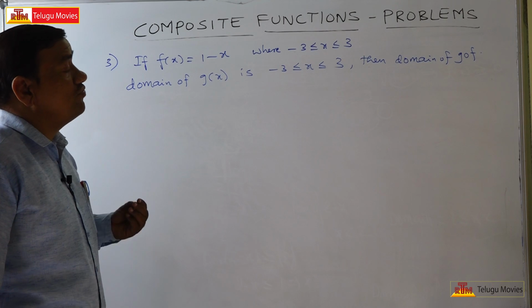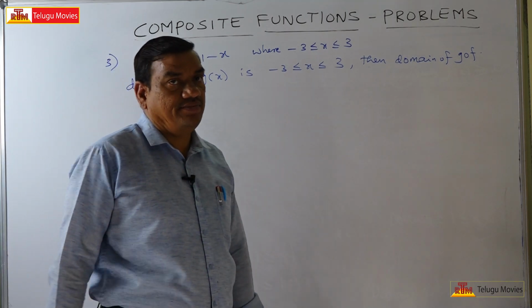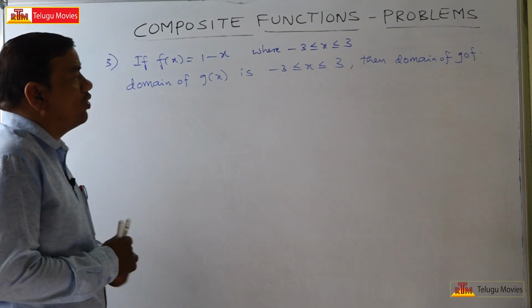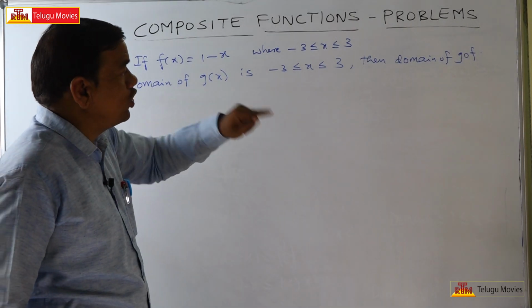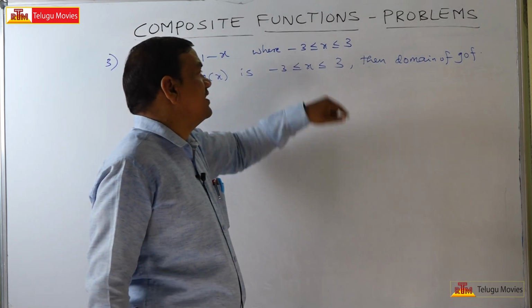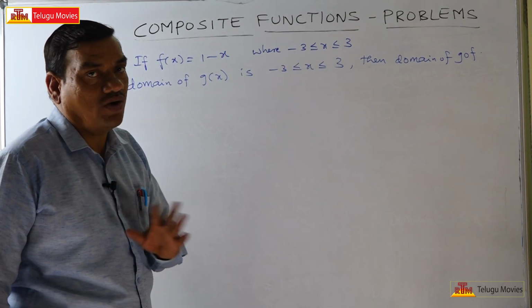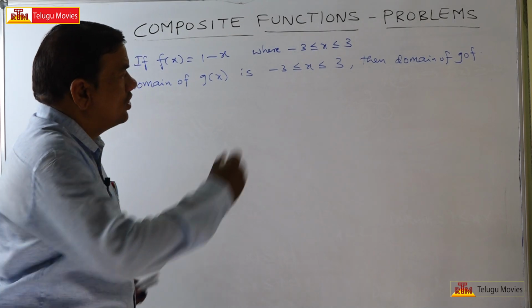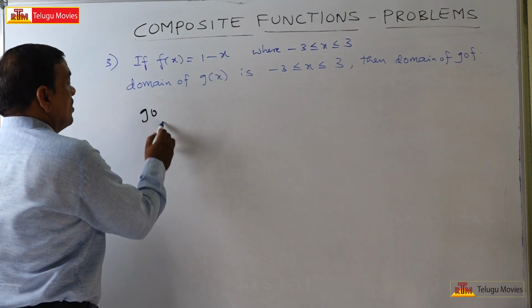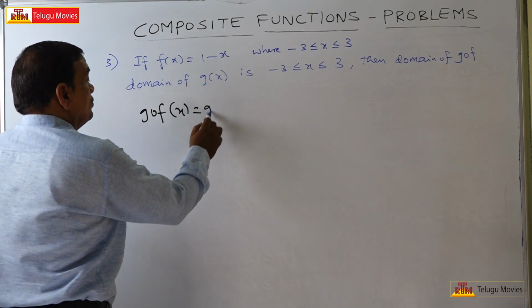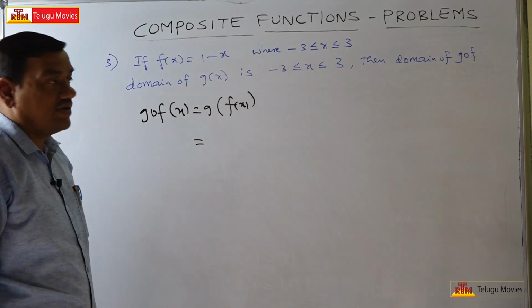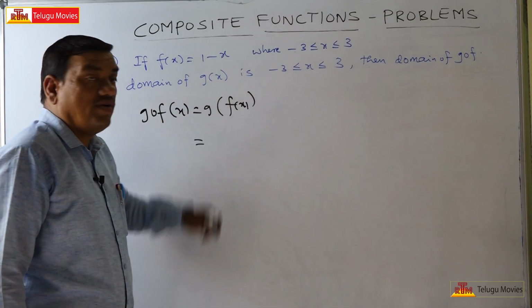Then we are asked to find the domain of G circle f. Generally, students will think the domain of G circle f is the same as the domain of f, therefore they will write minus 3 less than or equal to x less than or equal to 3. No, not like that. We have to go according to the definition. Now, what is G circle f of x? First of all, G circle f of x is equal to G of f of x. G of f of x means what?